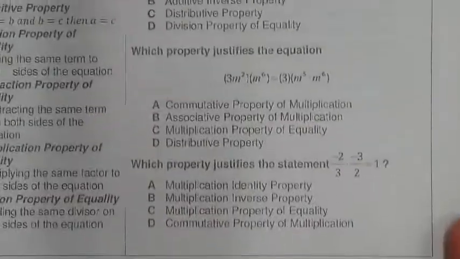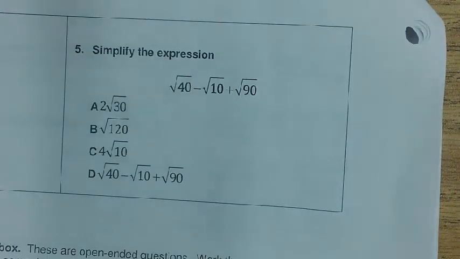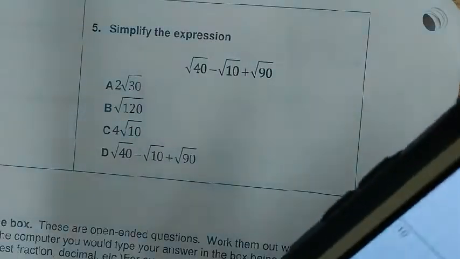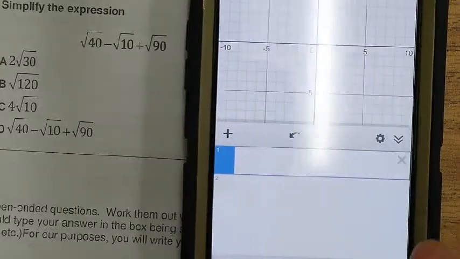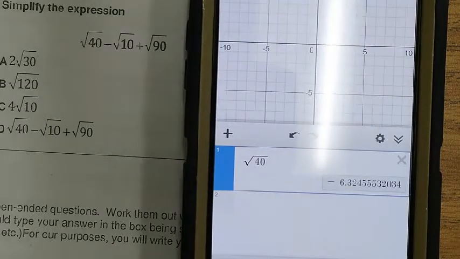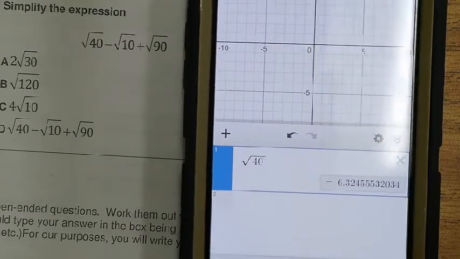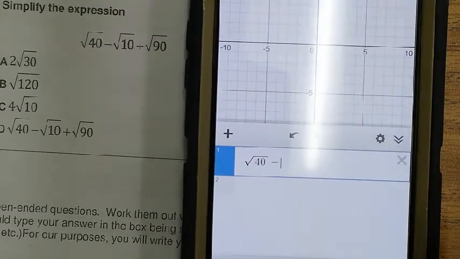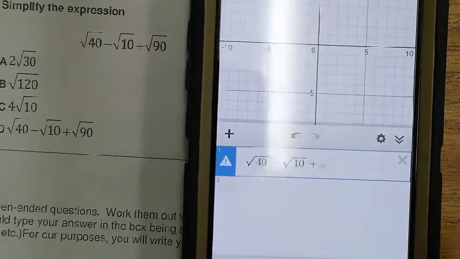All right. And then number 5, simplify the expression. So this is another one. I would just do Desmos again. Literally type in each one of those. So square root of 40. This is where people mess up on this type of problem. Make sure you don't just type in minus square root of 10. You have to press the space button or the arrow button to get beside it, and then minus square root of 10. Again, plus square root of 90.